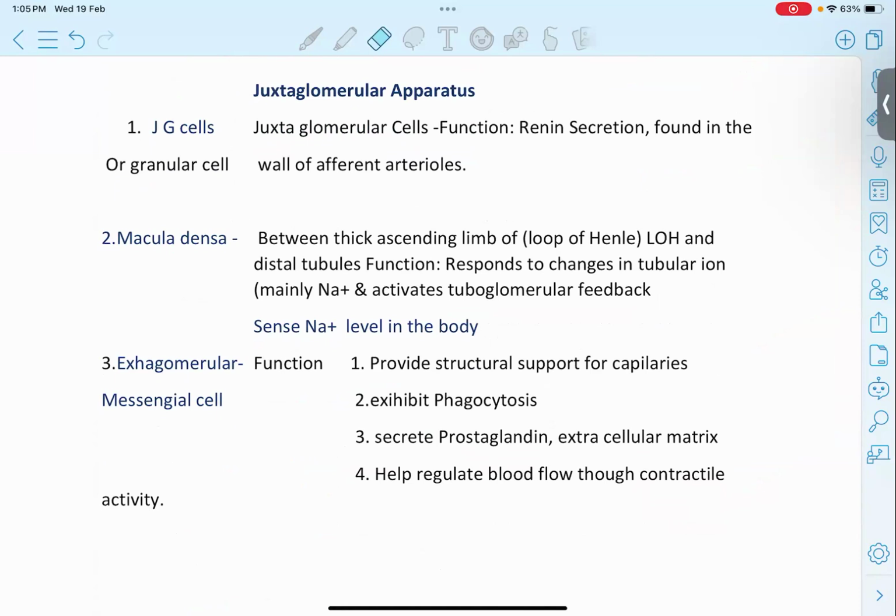So what is the juxtaglomerular apparatus? The juxtaglomerular apparatus is made up of a few different types of cells. Number one type of cell is called the JG cell, or juxtaglomerular cell. JG cell has another name. You can call it JG cell, J for juxta, G for glomerular, or you can call it juxtaglomerular cell, or it can be called granular cell as well. And the function of this JG cell, granular cell or juxtaglomerular cell is renin secretion.